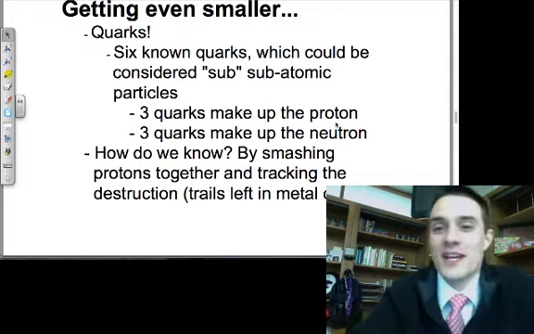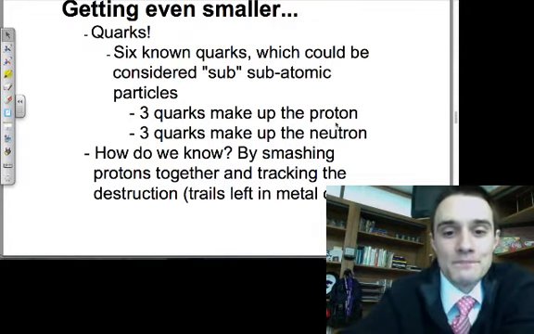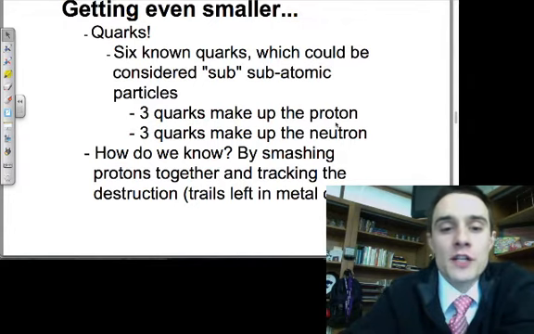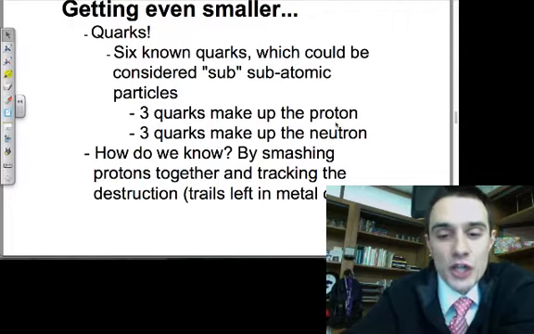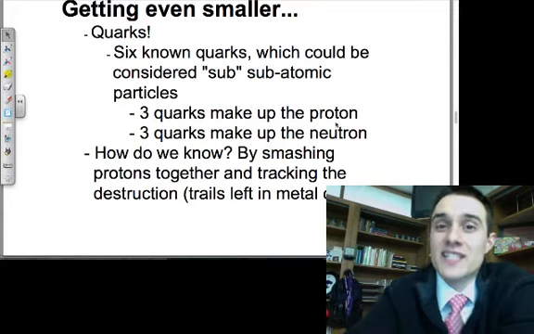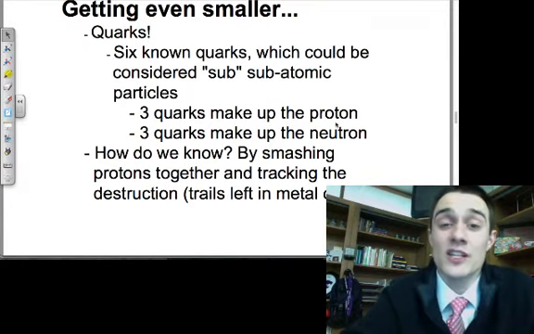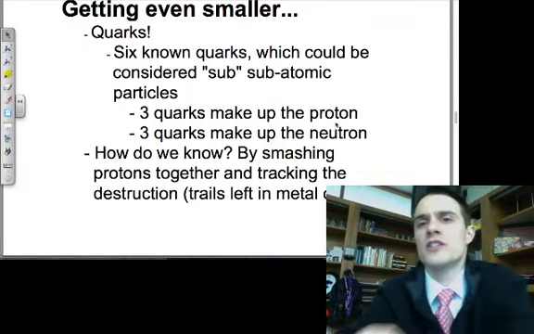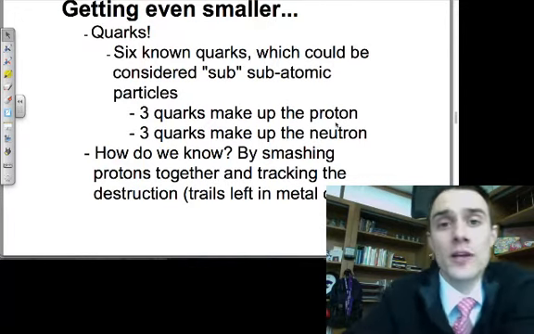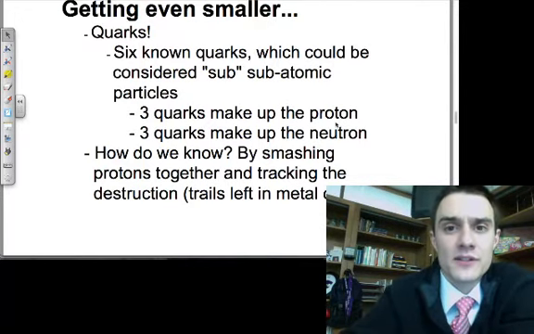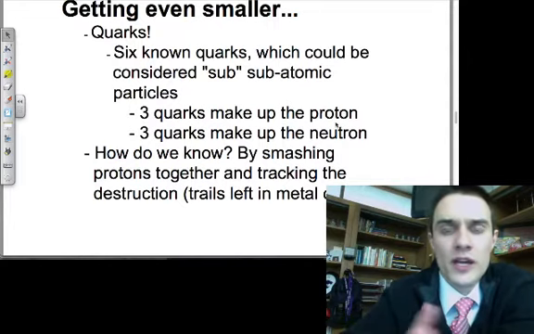And we're going to further understand an even smaller level of the atom. How do we find these quarks? By smashing protons together and tracking the destruction of the proton. We were able to actually measure that the proton was indeed composed of these quarks. Pretty interesting stuff, and there's a fantastic PBS documentary about this information. Maybe we'll check it out sometime.